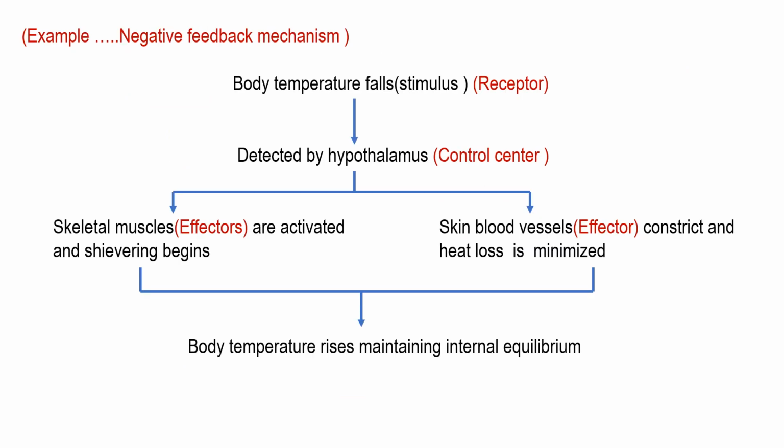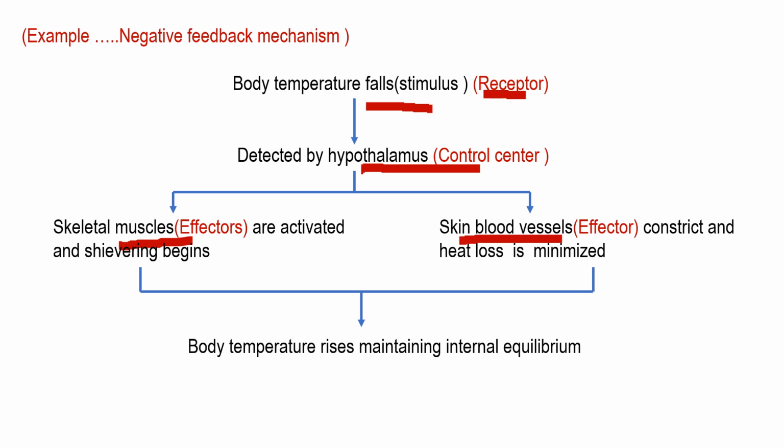How does this negative feedback mechanism maintain internal equilibrium when body temperature falls? When this happens, it is detected by a thermoreceptor. The control center, that is the hypothalamus, detects it and sends signals to effectors, that are skeletal muscles and skin blood vessels.